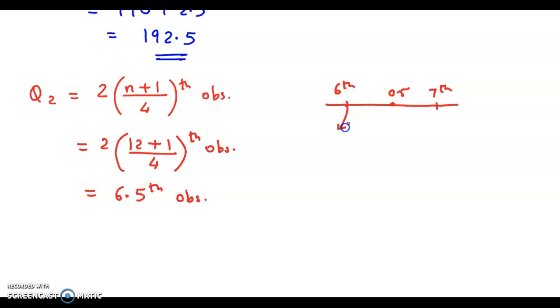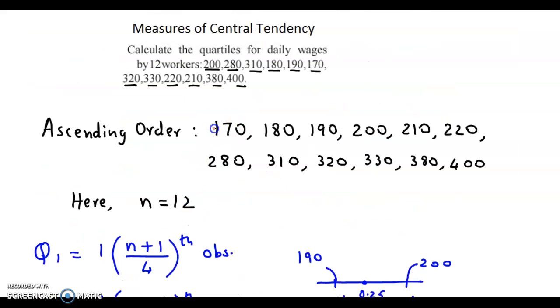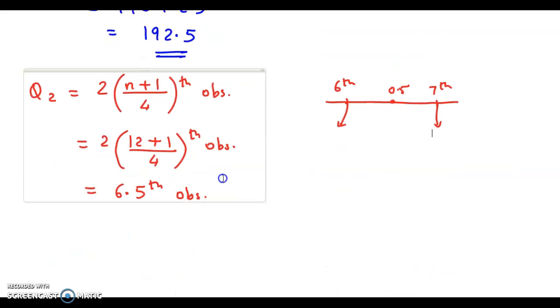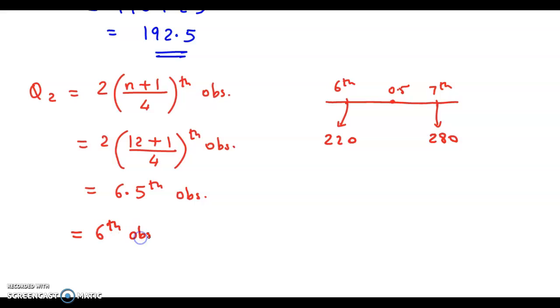Now the 6th and 7th observations, let us find that. 6th and 7th, so we have 1 2 3 4 5 6 and 7 is 280. So 220 and 280, this is 220 and this is 280. Now this we split as the 6th observation plus 0.5 into the difference of the two, that is 7th observation minus the 6th observation.